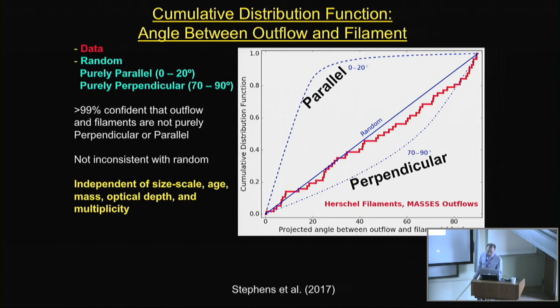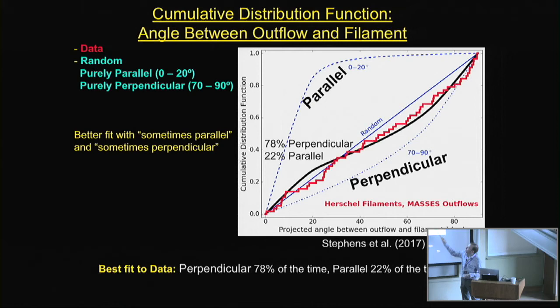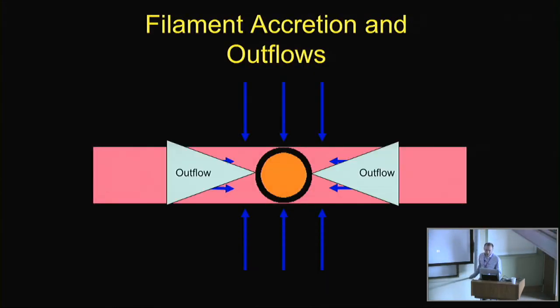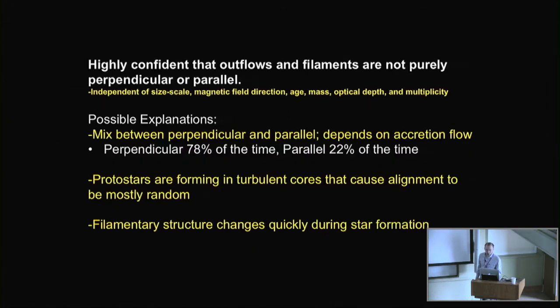But we can't just say it's definitely random, because we could do something simple like say it could be a mix of parallel and perpendicular, and we have a line right here of 78% perpendicular and 22% parallel that fits this line quite well too. But what we can say is outflows aren't always perpendicular and they aren't always parallel. There's something happening. It could be a signature of filamentary structure changing quickly with star formation, or turbulent cores at these small scales could be affecting the spin alignment, causing spin to be very random once we get into these smaller core systems, divergent from any angular momentum or vorticity happening at the filamentary scale.